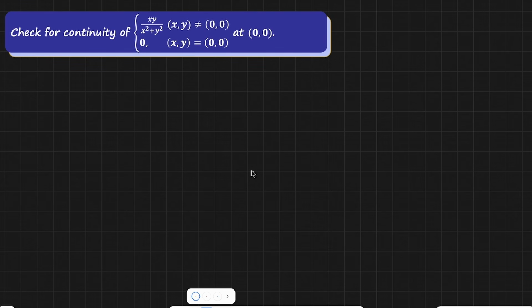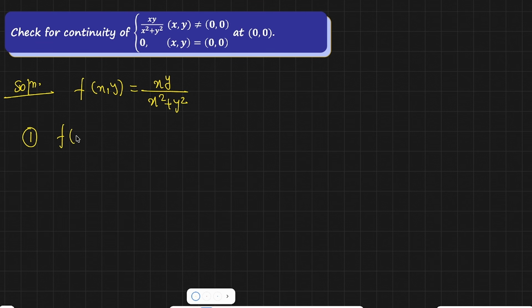Let's say I have this question, and it is given: check the continuity. Okay, this is check, not prove. This is check the continuity, so you use the simple ordinary method. First write down f of x comma y, that is xy upon x square plus y square. So what is your first step? First step is, what is the value of f of 0 0? When x equals 0 and y equals 0, it is given as 0. This is the first point.